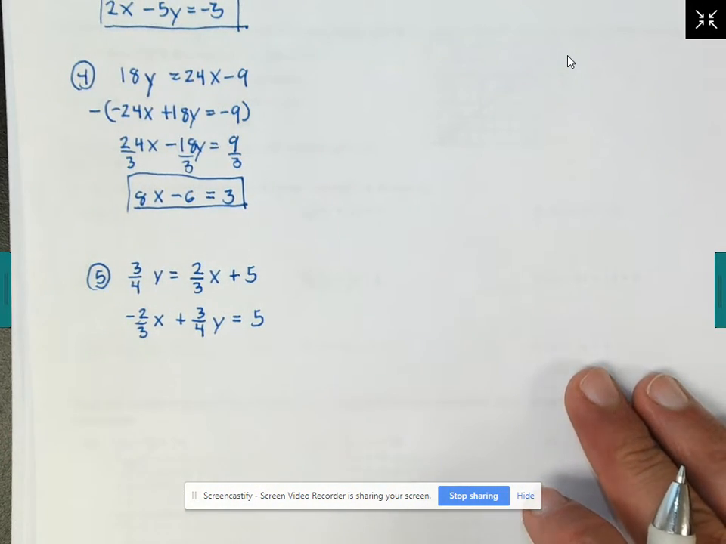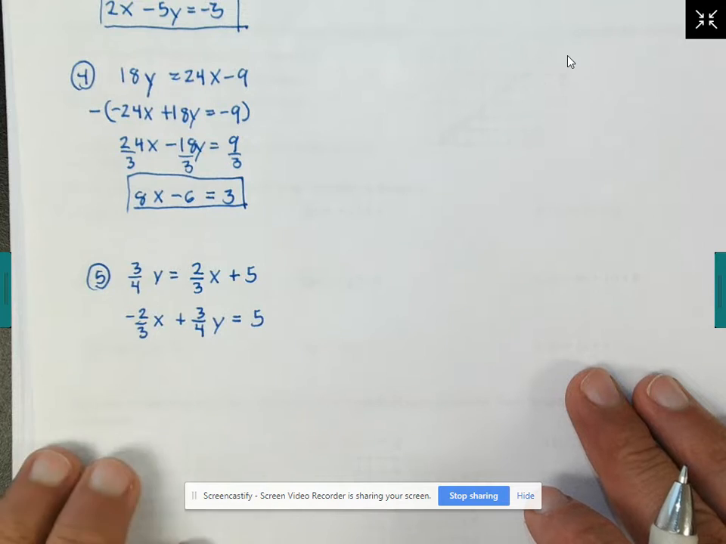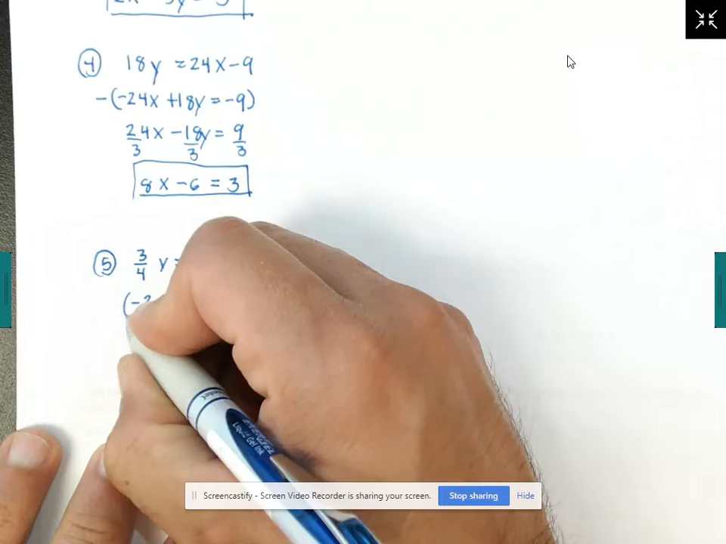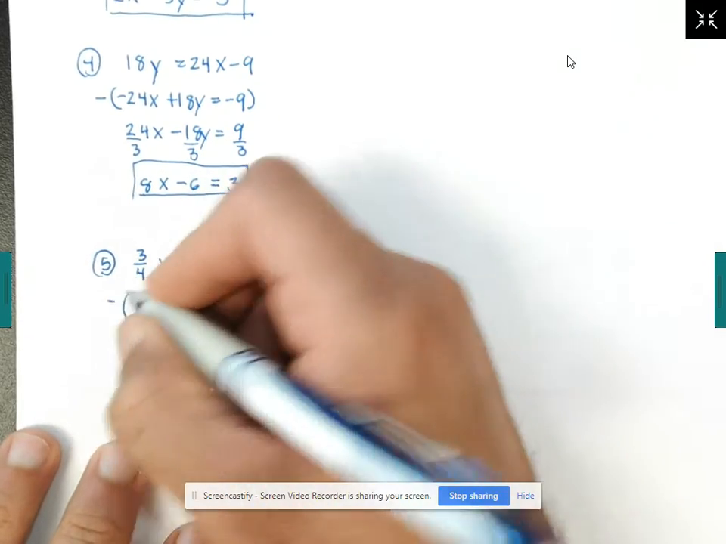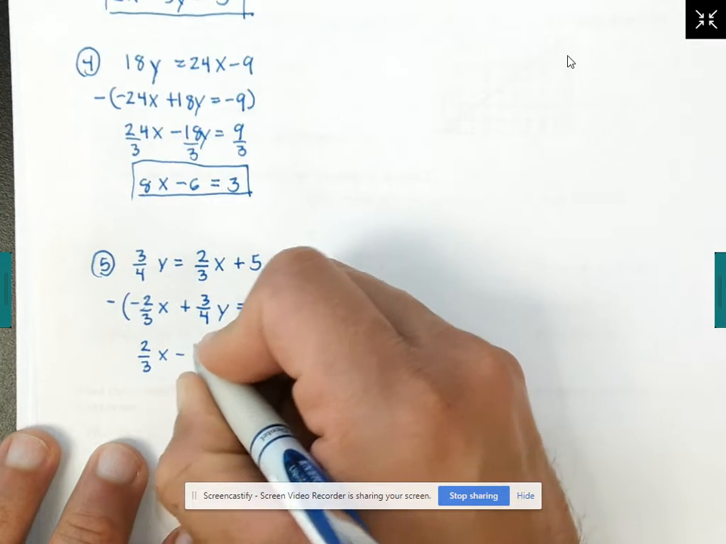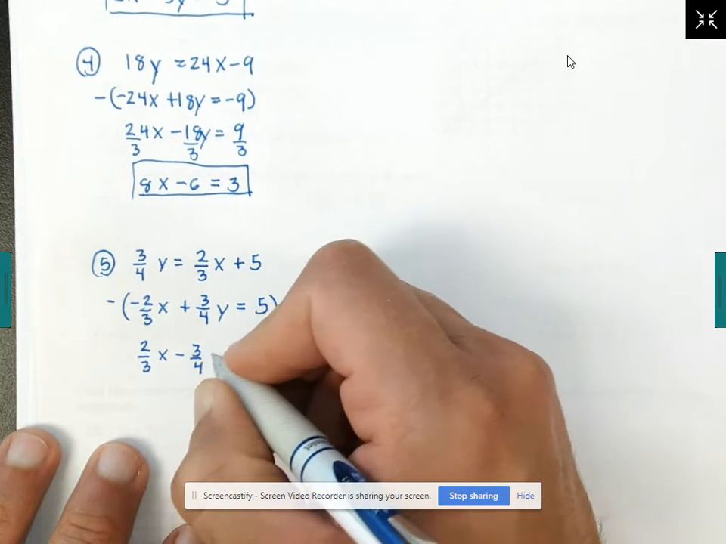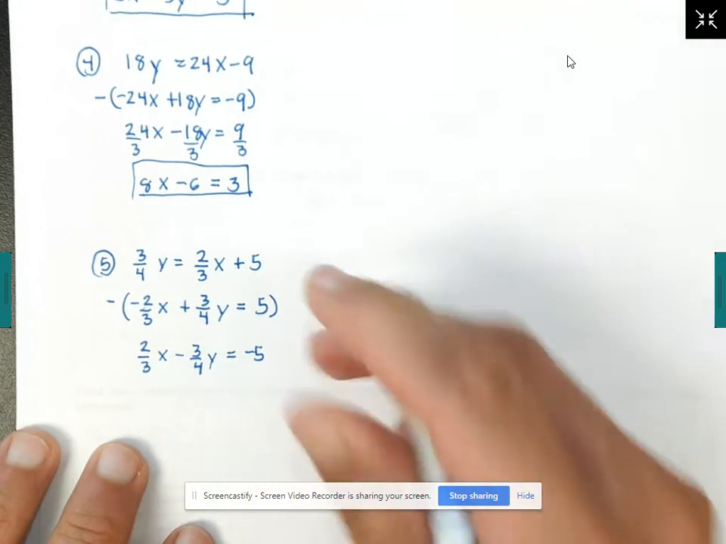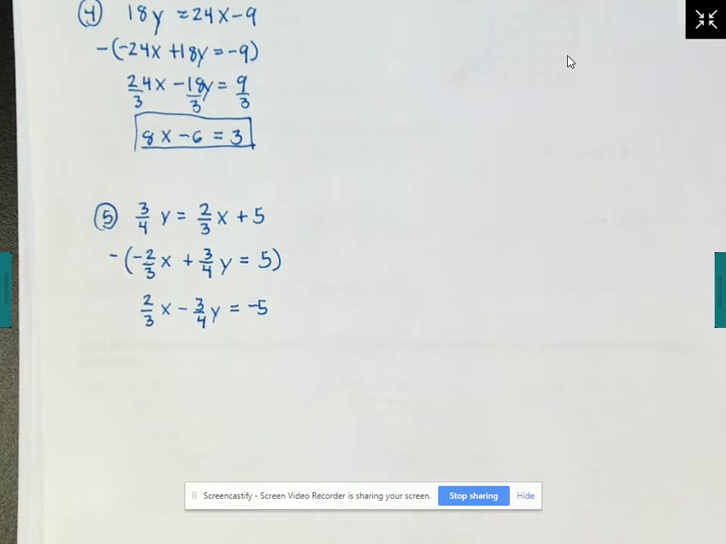Okay, so then at that point, I want to go ahead and get rid of that negative. So I want to follow the same steps, even though you can get rid of that negative at any time you want to, really. So this is going to be positive 2/3 x minus 3/4 y is equal to negative 5. Okay, so now listen, I need to get rid of some of these fractions.